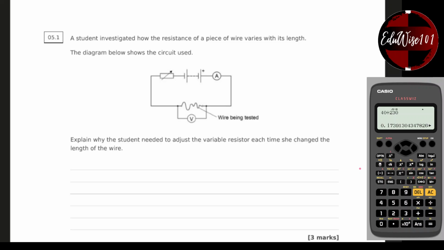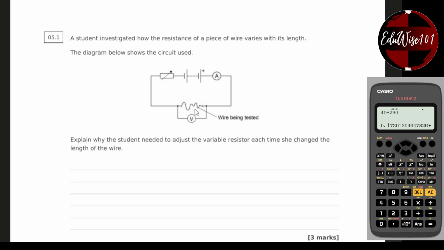Question 5.1. The student investigated how the resistance of a piece of wire varies with its length. The diagram below shows the circuit used. So you have again a variable resistor, battery, the ammeter, and a voltmeter connected across the wire. Explain why the student needs to adjust the variable resistor each time she changes the length of the wire.